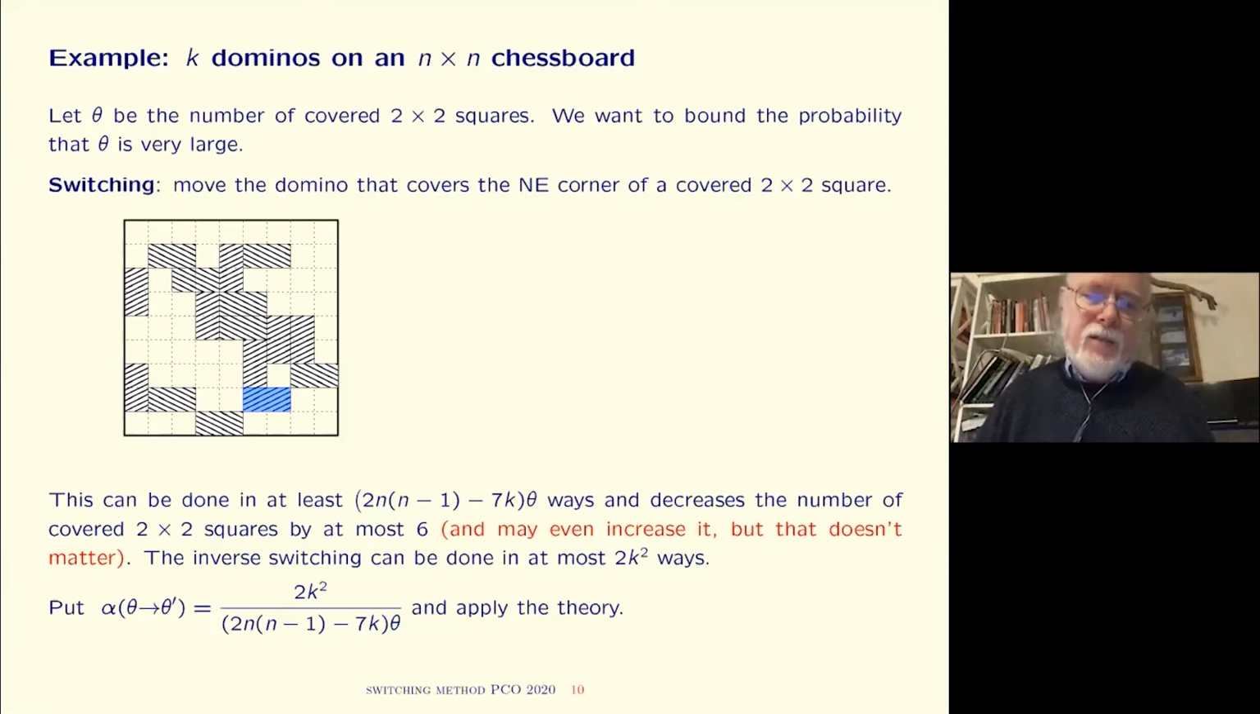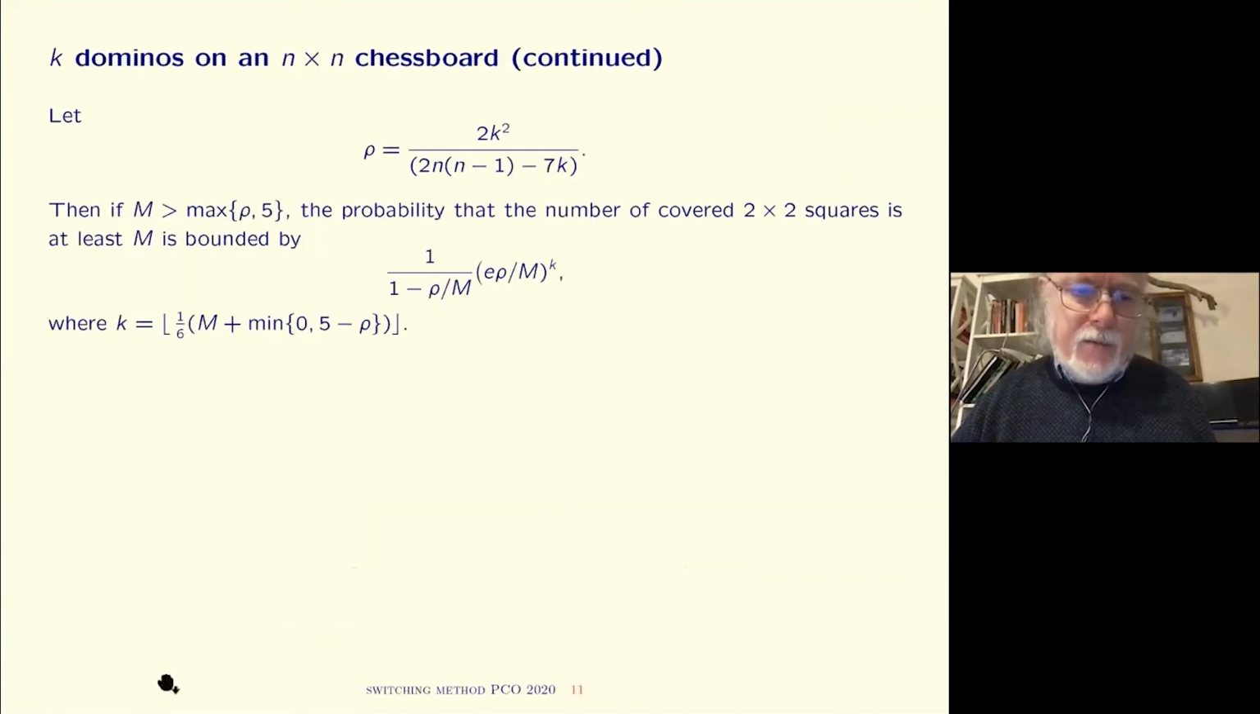And the nice thing and the interesting thing about this is it doesn't matter if you even increase it. It's possible to put this domino down somewhere else where the number of covered squares increases. It doesn't matter that that's possible, and it doesn't matter how much by that's possible. The only important thing is that it can't decrease it by more than 6. And we'll go back to this.